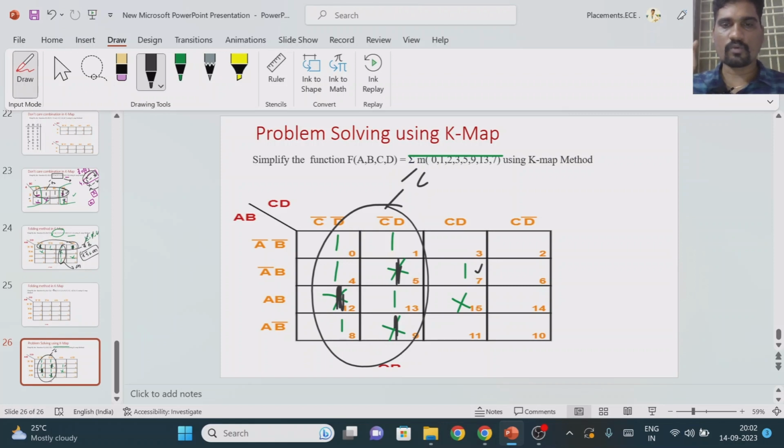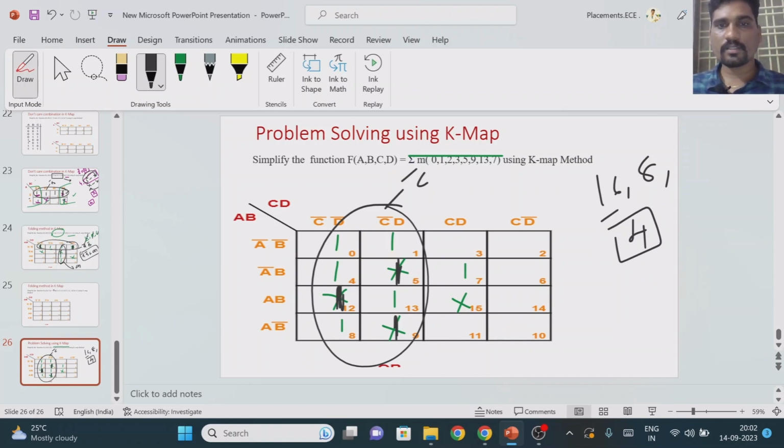This is the leftover one. So you start from here, right? Is there any 16 grouping? No way, right? Is there any 8 grouping? No way, right? Is there any 4 grouping? No, right? Just try to understand. Just think and answer, guys. Is there any 4 grouping? Yes, we have the 4 grouping.